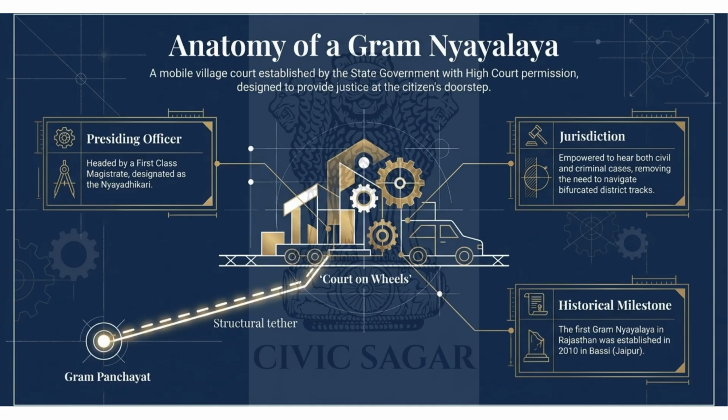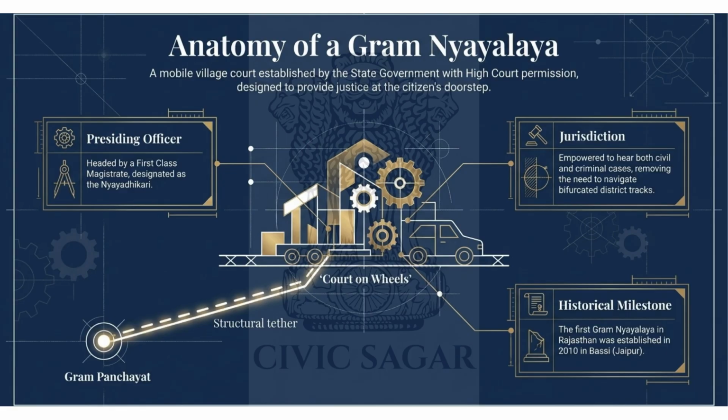What does a GramNyayalaya actually look like? Think of it as a mobile village court, established by the state government with the strict permission of the High Court, designed to bring justice right to the citizen's doorstep. Let's break down its anatomy. The presiding officer. Each mobile court is headed by a first-class magistrate, officially designated as the Nyayadhikari. The jurisdiction: unlike the rigid split we saw at the district level, a GramNyayalaya is uniquely empowered to hear both civil and criminal cases simultaneously, saving rural litigants from navigating confusing, bifurcated tracks.